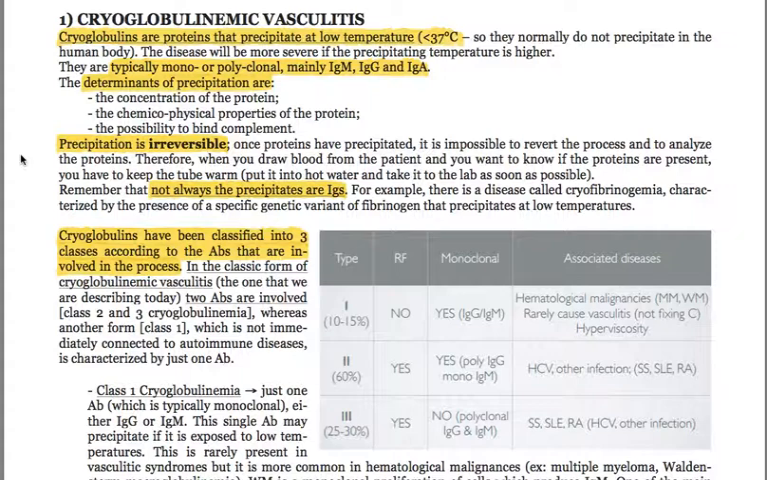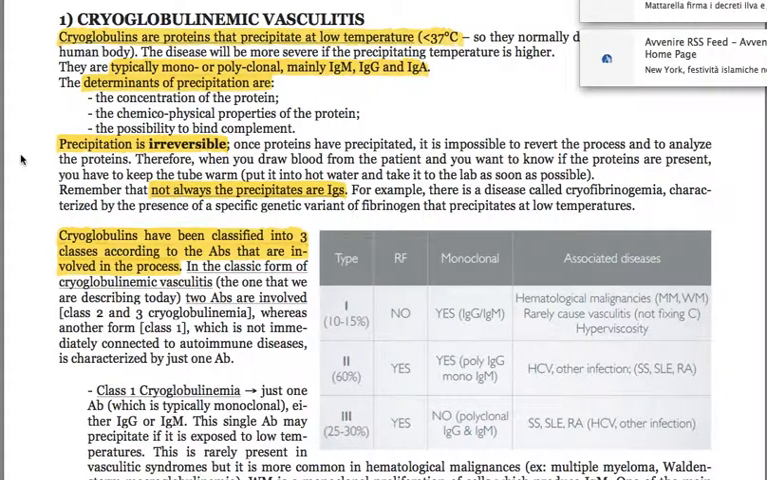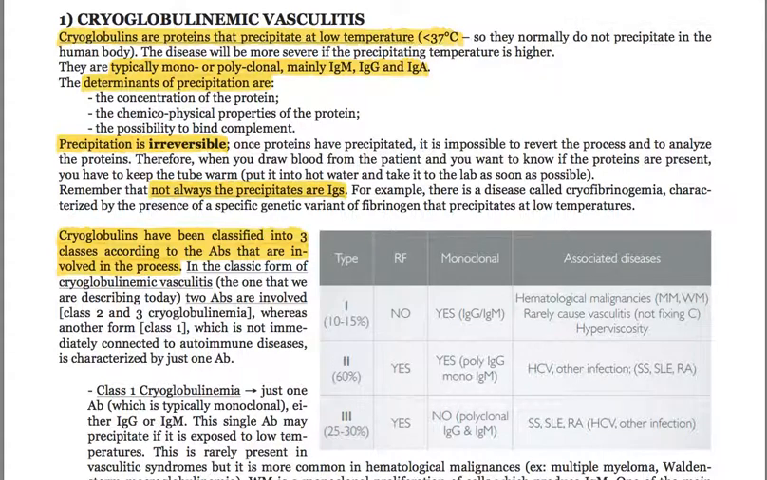Therefore, when you draw blood from the patient and you want to know if the proteins are present, you have to keep the tube warm, put it into hot water and take it to the lab as soon as possible. Remember that not always the precipitates are immunoglobulins. For example, there is a disease called cryofibrinogenemia, characterized by the presence of a specific genetic variant of fibrinogen that precipitates at low temperatures.